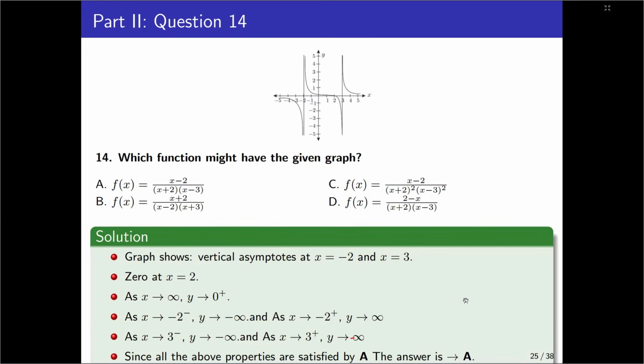But for alternative C, the x-intercepts are the same. But because there is a square, the limits can never be negative infinity. For example, the limit of this function as x approaches 3, either from the right or from the left side, y should tend to negative infinity.